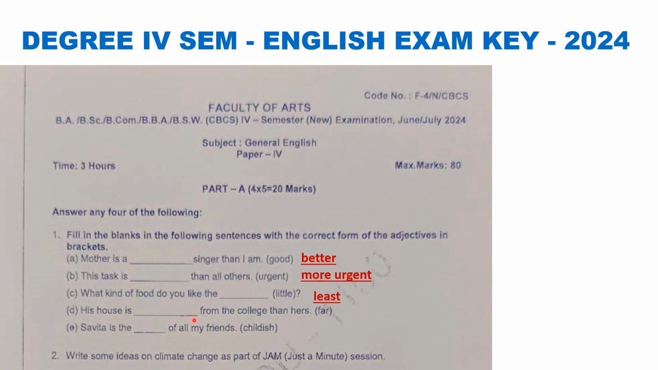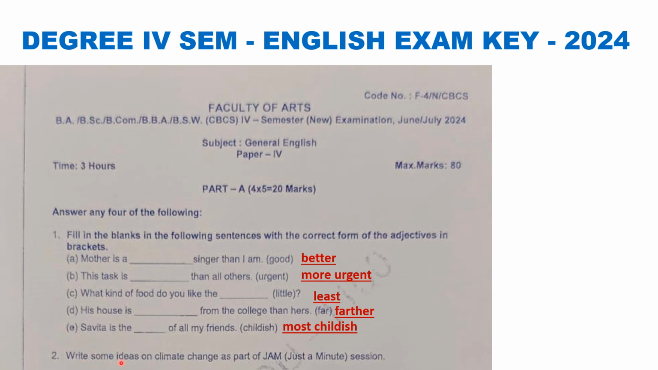His house is dash from the college than hers. Again, than means comparative degree. It is farther than hers. Savita is the dash of all my friends. Childish is the adjective. Again, the means superlative degree. So, the most childish of all my friends.